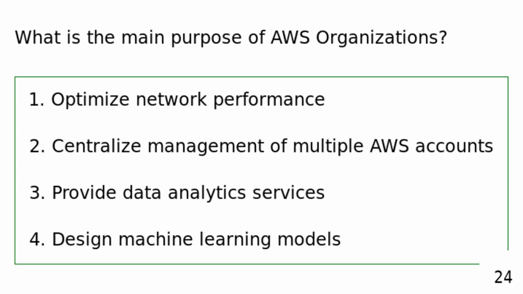What is the main purpose of AWS Organizations? Optimize network performance. Centralize management of multiple AWS accounts. Provide data analytics services. Design machine learning models.